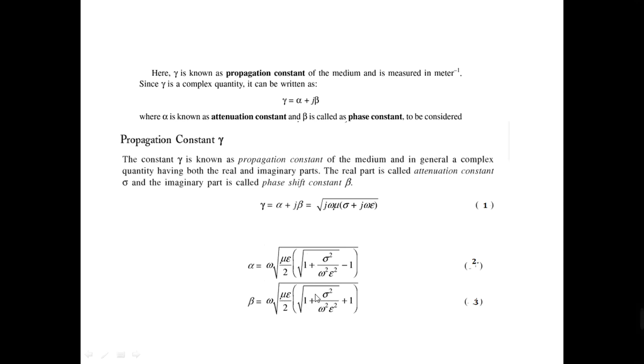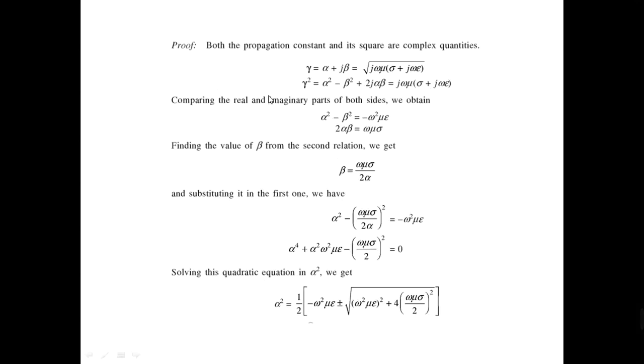So how do we solve this equation to obtain alpha and beta values? Let us see in detail. We know that gamma equal to alpha plus j beta, which is equal to root of j omega mu into sigma plus j omega epsilon. First you square it on both sides and equate the real part and imaginary part. So alpha square minus beta square is equal to minus omega square mu epsilon, and 2 alpha beta is equal to omega mu sigma. From this, beta will be equal to omega mu sigma by 2 alpha. You substitute the beta value in the other equation and solve.